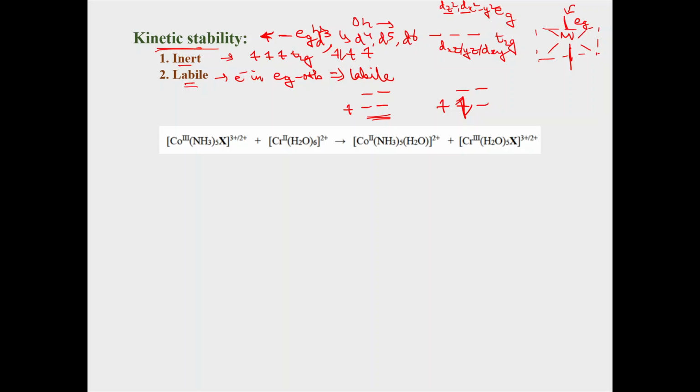Now here in this given redox reaction, we will first check the cobalt complex. So cobalt here is in +3 oxidation state. Cobalt is how many electron system?